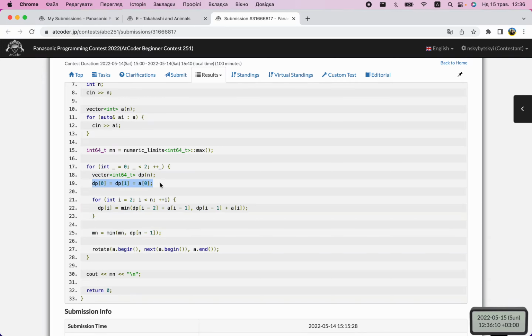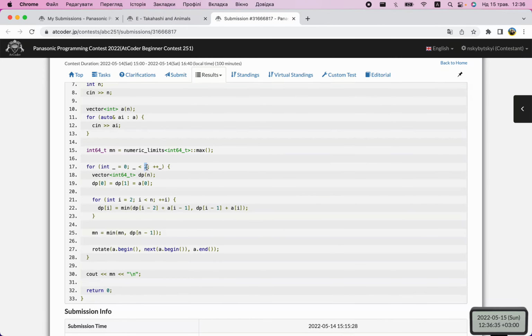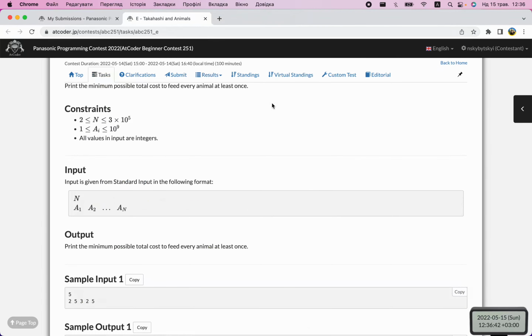So then I just say, well, I have some cost to feed first 2 and then I do my DP. And that's it. I need to take minimum over all meaningful rotations. The benefit of writing code in this way is that if for some reason your length is not 2, but 10, then you can just change it here instead of duplicating code 10 times. Obviously, that would not be desirable.